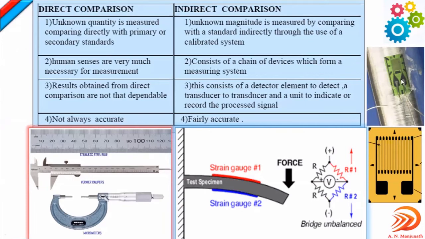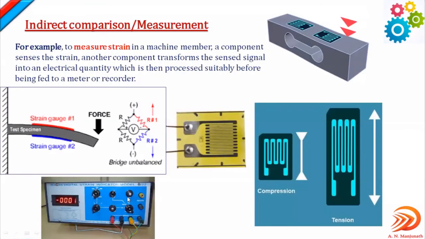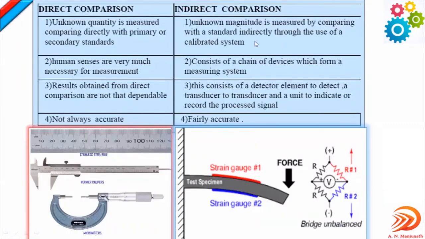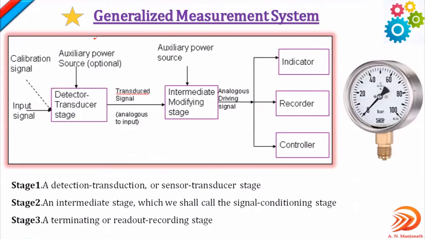It is being pasted onto it, right? These are the connections. It will sense the deformation of this for the amount of load applied on one end of it. So finally, it is going to give the value like this on the digital strain indicator device. It provides the value on it. So this is the strain gauge example for indirect comparison. Understood? We move on to the next topic.